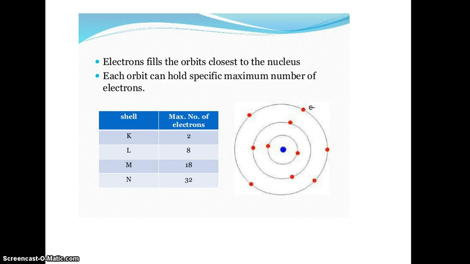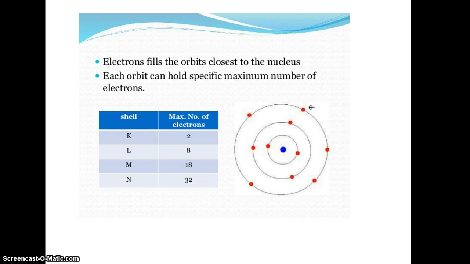According to him, the electron fills the orbit closest to the nucleus. And you already know about the different shells in the orbit, like K shell, L shell, M shell, N shell. And how can we accommodate the number of electrons? By an equation 2n square. If in the K shell, n is equal to 1, so 2n square means 2 into 1 square, that is 2 electrons can be accommodated.